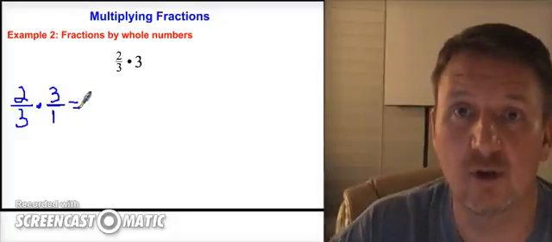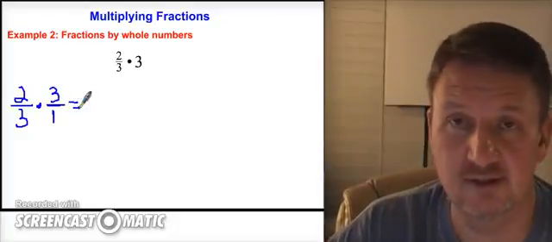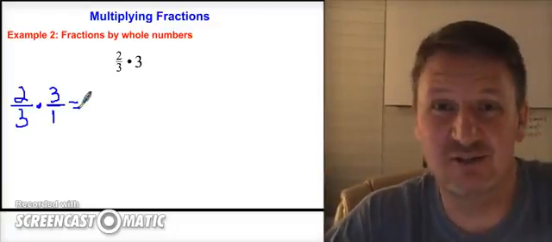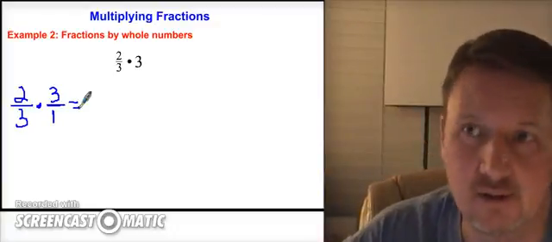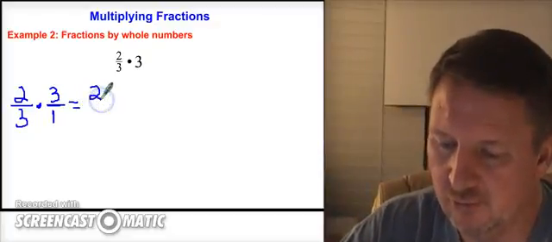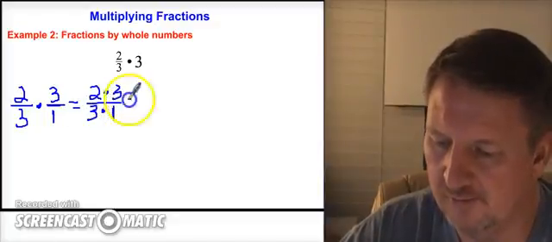It doesn't matter what the whole number is. It could be 1, it could be 7, it could be 15, it could be 1,572,011. Put it over 1. That's all you have to do. All right, so here we have 2 times 3 over 3 times 1.